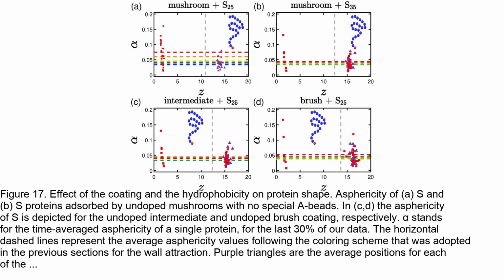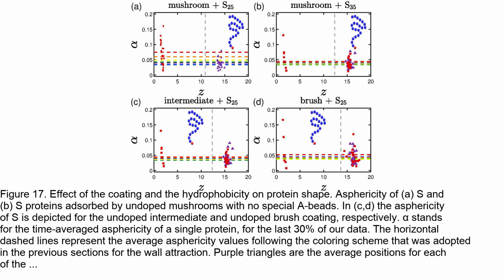Figure 17 in the paper represents the asphericity values of proteins adsorbed on different coatings. Asphericity is a measure of the shape of the protein, with a value of 0 indicating a spherical shape and a value of 1 indicating a highly elongated shape. The figure shows that the proteins tend to remain close to their spherical shape, with slightly higher values for the adsorbed proteins on the highly attractive coatings.